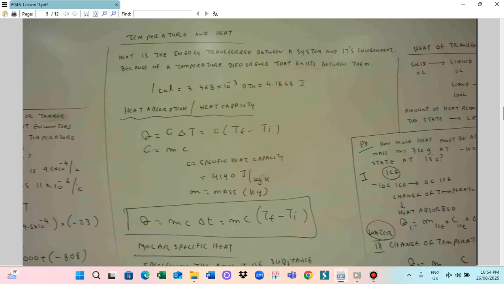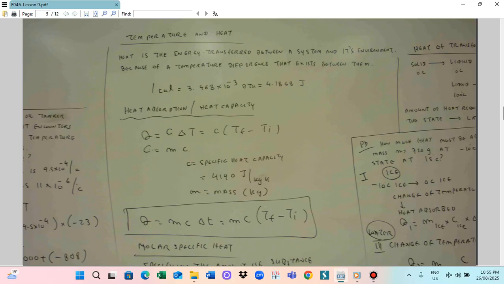The last topic is temperature and heat. Heat is the energy transfer between the system and its environment because of the temperature difference between them. So when the temperature is different, heat will be flowing. The heat unit can be measured in calories. One calorie is equal to 3.968 times 10 to the power minus 3 BTU, the British thermal unit, or 4.186 joules.